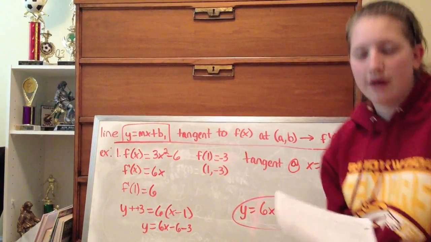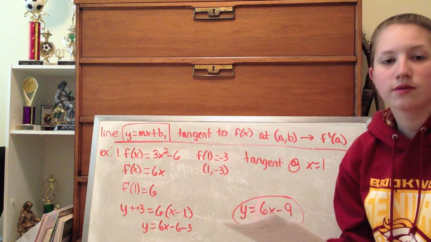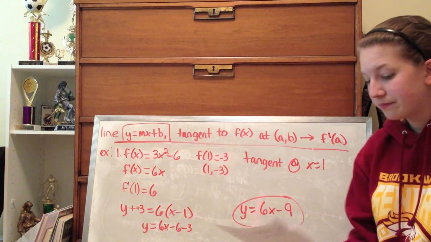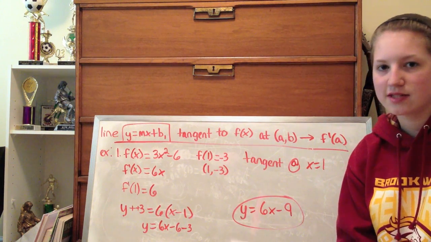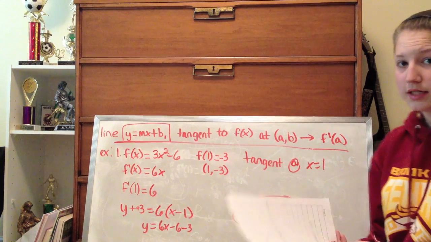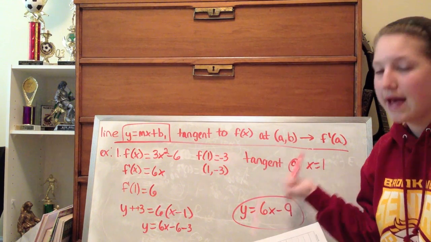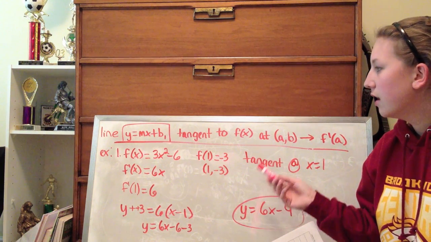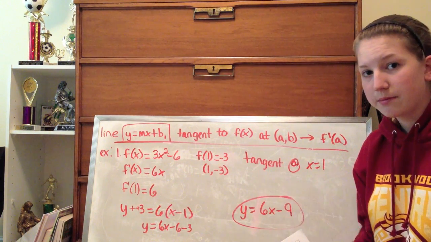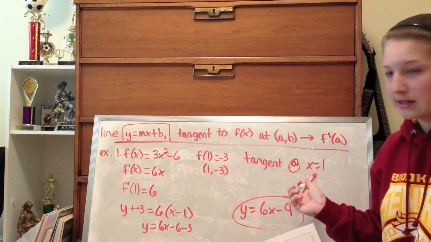Number 38 on the final review sheet, they're asking you to find the line y equals mx plus b that is tangent to f of x at a comma b. Now when you're thinking about a line of tangency, you want to find the derivative of the function. So in this case, you're wanting to find f prime of a, because they tell you that it's tangent at a comma b. They give you the equation f of x equals 3x squared minus 6, and they want you to find the tangent line at x equals 1.